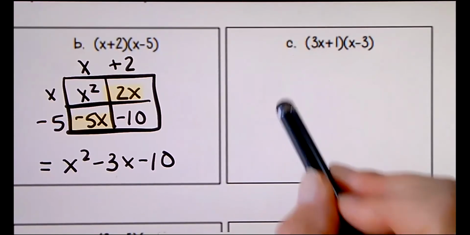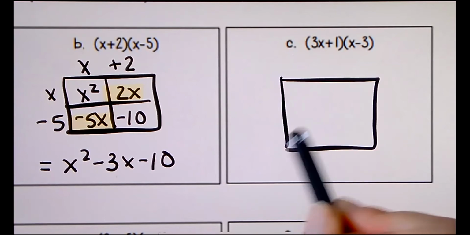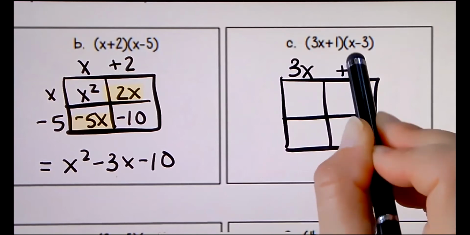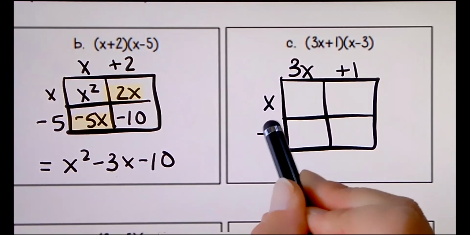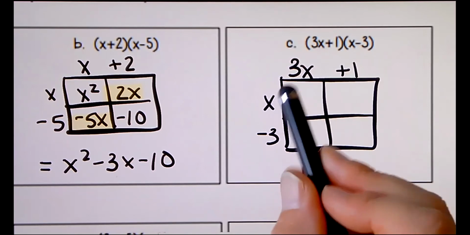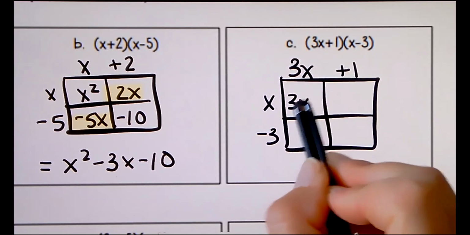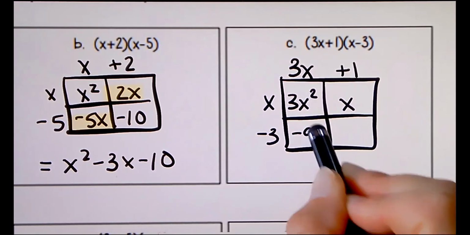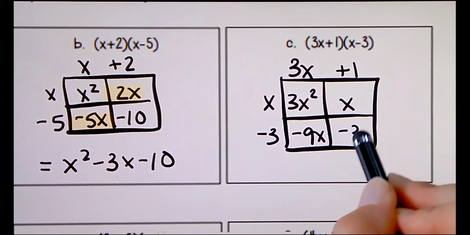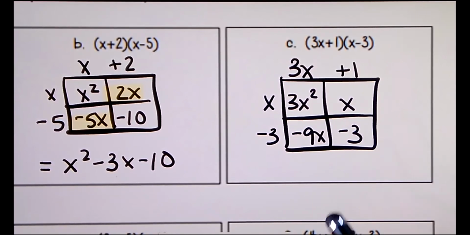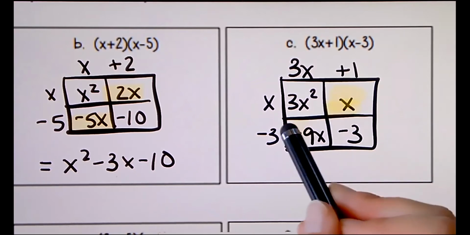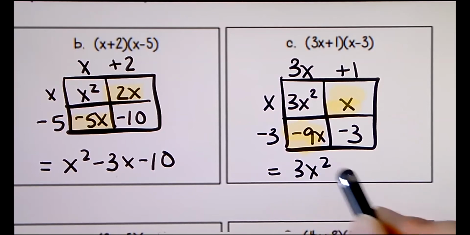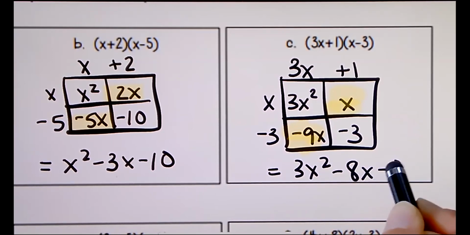Okay, this one has a number in front. So 3x plus 1, x minus 3. So x times 3x is 3x squared. X times 1 is x. Negative 3 times 3x is negative 9x. Negative 3 times 1 is a negative 3. And now we're going to combine like terms. So like terms. And I get 3x squared minus 8x minus 3.